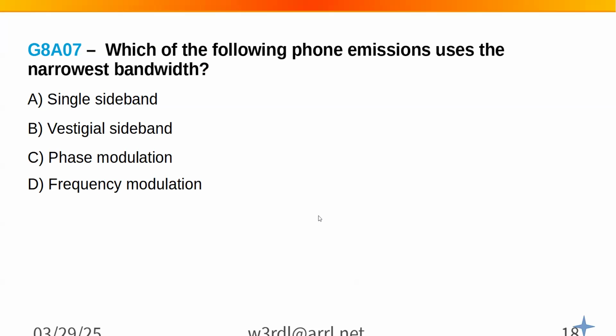Which of the following phone emissions uses the narrowest bandwidth? Vestigial? Well, now that's real. Maybe. Sometimes I think it's in TV. They'll leave a small vestigial sideband. It makes it easier to discriminate or something.